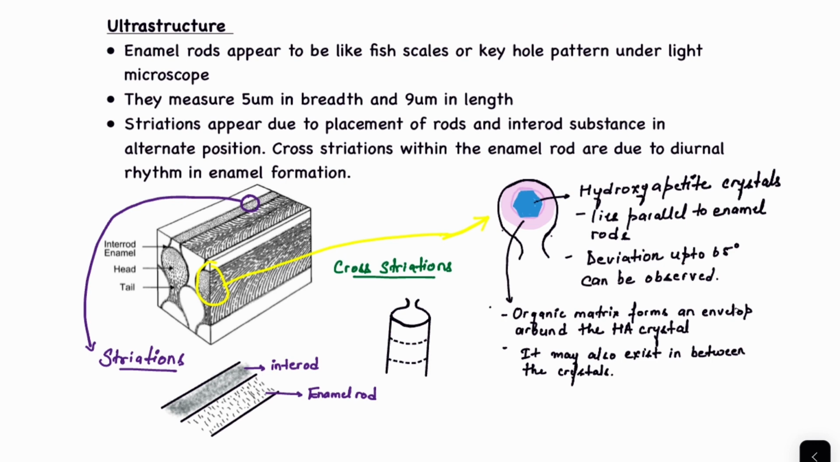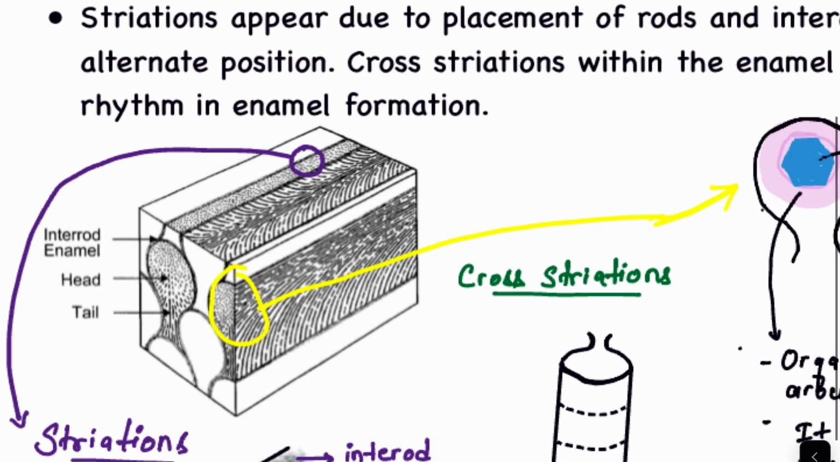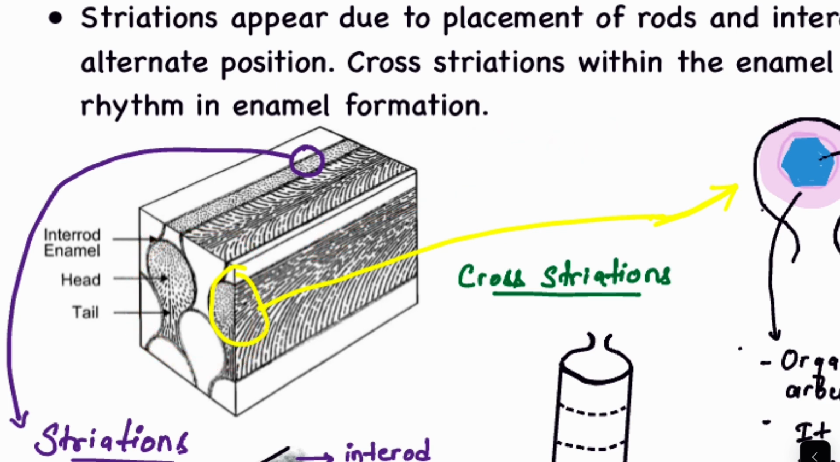Why it's called a keyhole pattern, I'll explain right now. They measure 5 micrometer in breadth and 9 micrometer in length. Striation appears. Okay, so I'll explain this first. So I had this ground, I took a picture of this, and it appeared kind of like this. So this is the ultrastructure of enamel. This is how the rods look under the microscope. Why is this called a keyhole pattern? You see this shape, right? This is one enamel rod, and it appears like a keyhole.